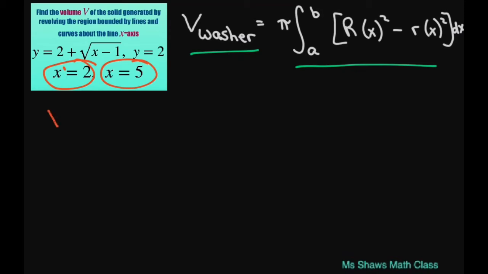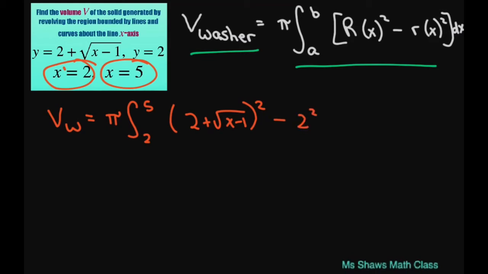We're going to use the volume of the washer method, and that's going to equal pi times the integral from 2 to 5 of your big R, which was 2 plus the square root of x minus 1, squared, minus 2 squared, and then dx. I'll put brackets here. All right, so basically this is going to give you pi times the integral from 2 to 5.